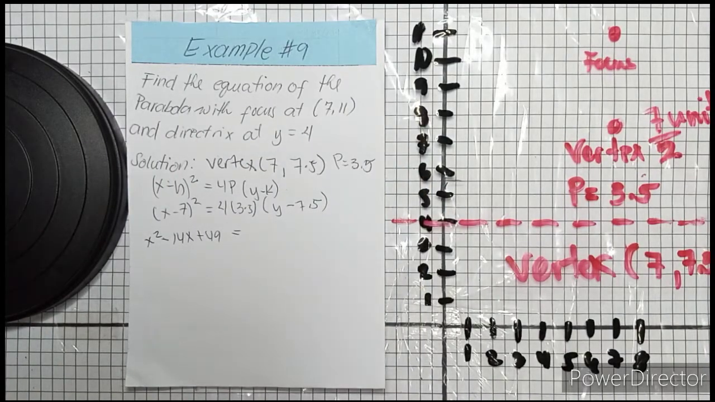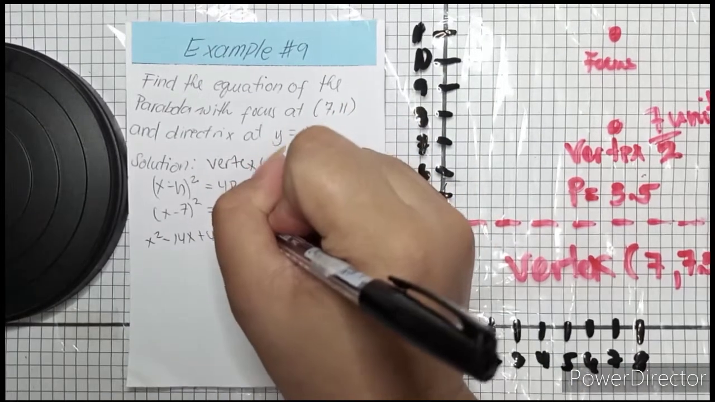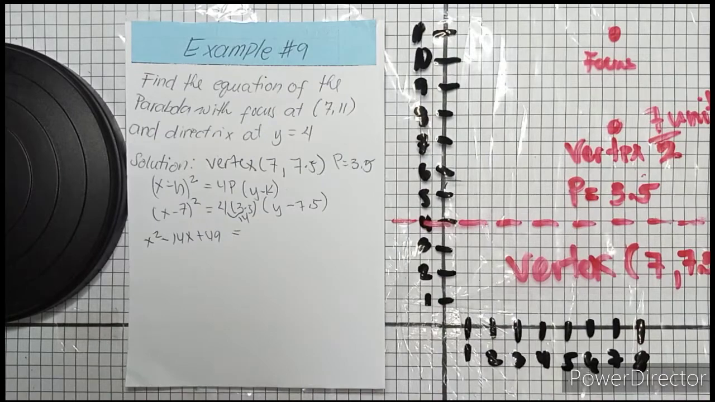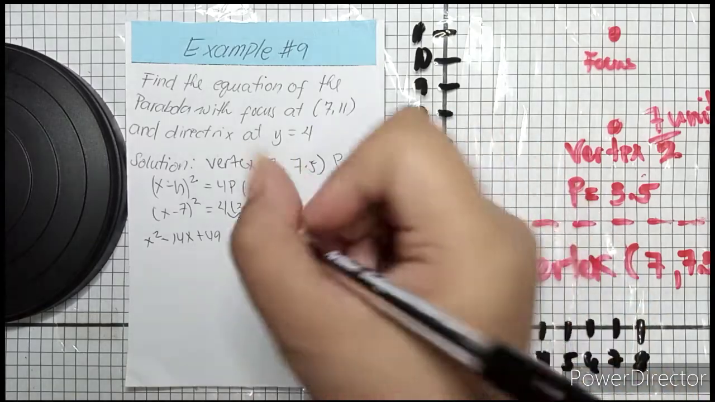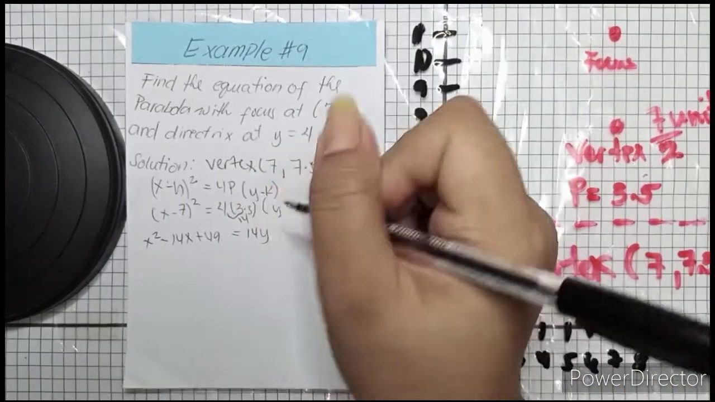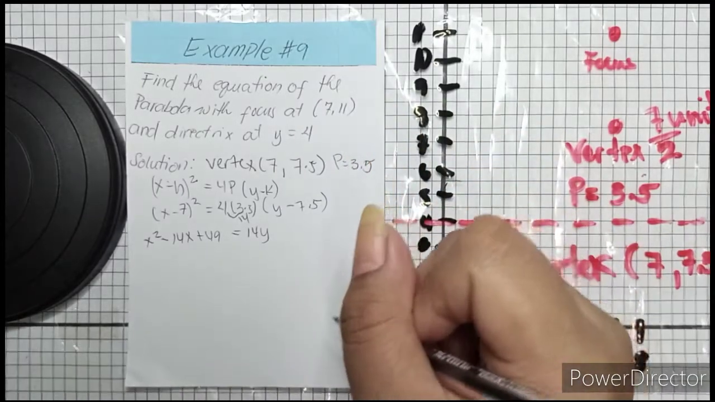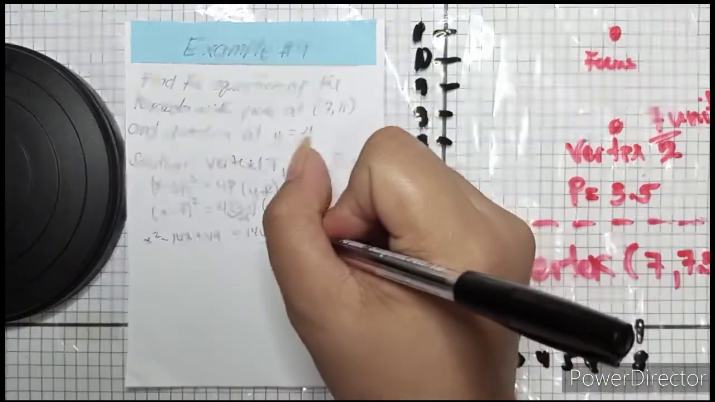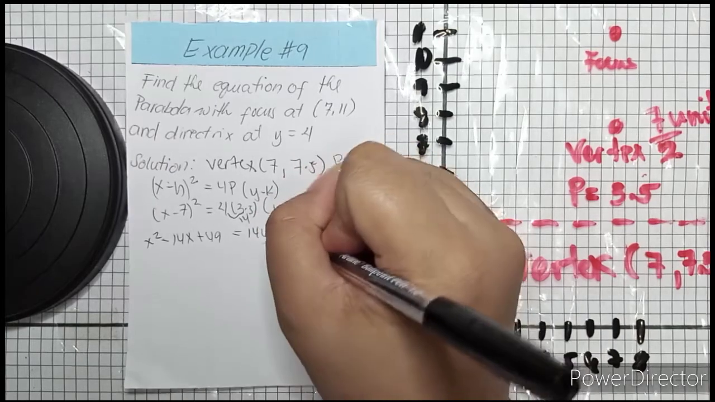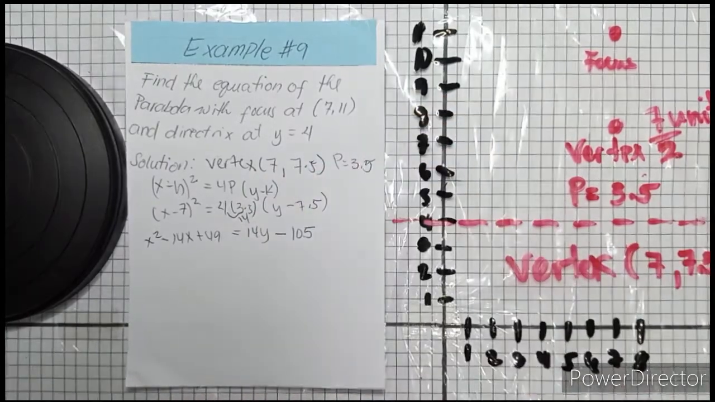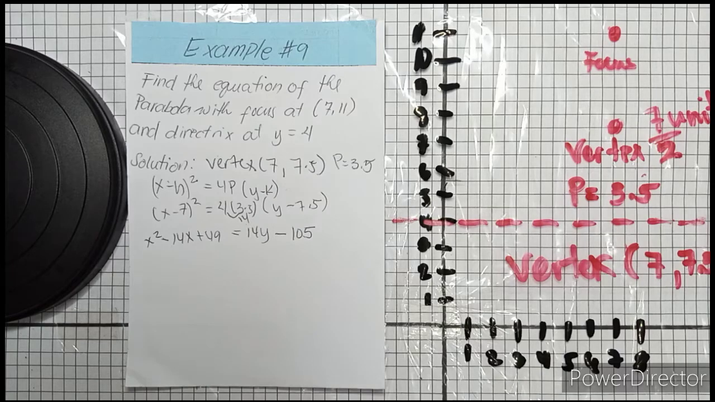Dito naman tayo sa right side. Okay? So, 4 times 3.5 is equal to 14. Okay? So, si 14, distribute natin dun sa loob. So, 14 times y is equal to 14y. So, 14 times negative 7.5 is equal to negative 105. Sundan? Okay, yan ang equation natin.